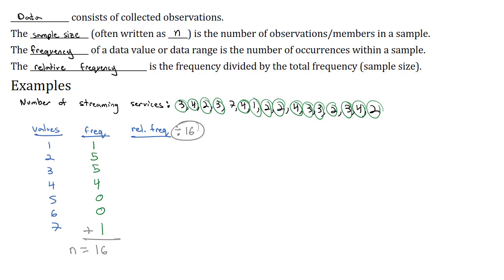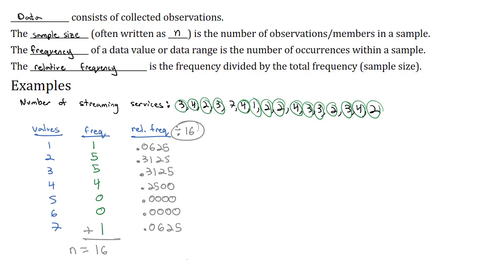So using my calculator, if I do 1 divided by 16, I get 0.0625. Do 5 divided by 16, I get 0.3125. Same thing for the other 5, because it's the same numbers. 5 divided by 16. 4 divided by 16 is 0.25. You can put 0.0000 there if you want the numbers to line up. 0 divided by anything is just 0. And finally, 1 divided by 16 is 0.0625. And we get the relative frequencies of the individual numbers. So we can see about 25% of the people have 4 streaming services.